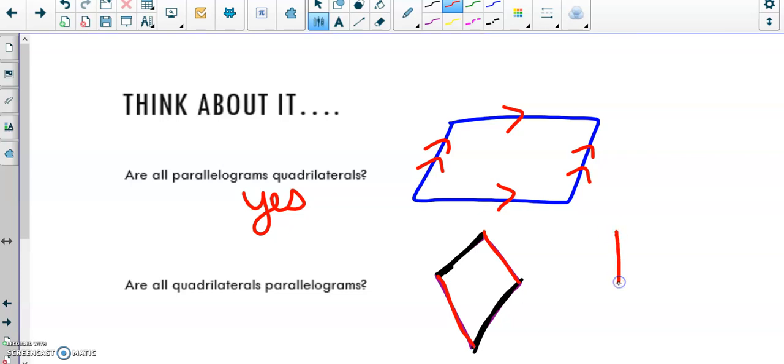Or I could draw something like this. None of those sides are parallel, and yes, that is a quadrilateral. So are all quadrilaterals parallelograms? We've just shown that the answer to that is no. Do not assume lines are parallel. Make sure they have the arrows on there to indicate that they're parallel.